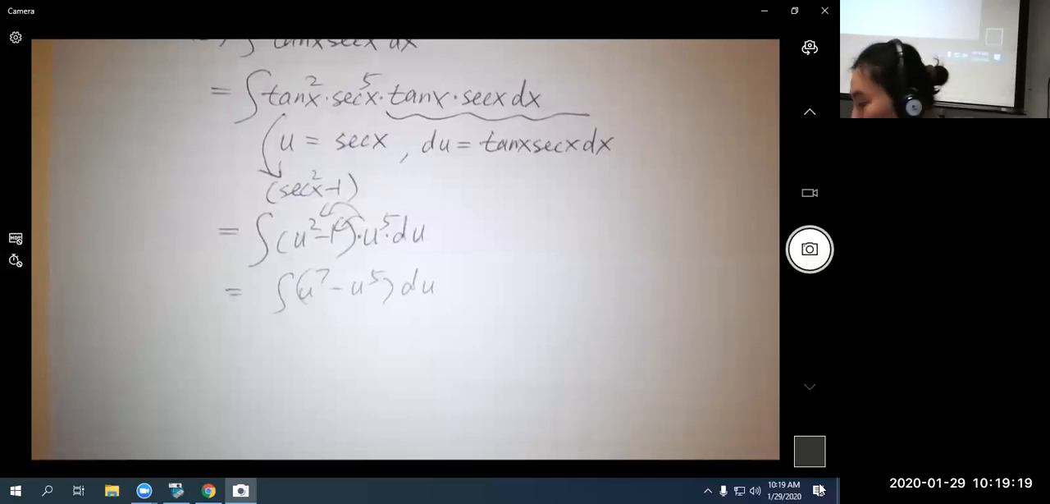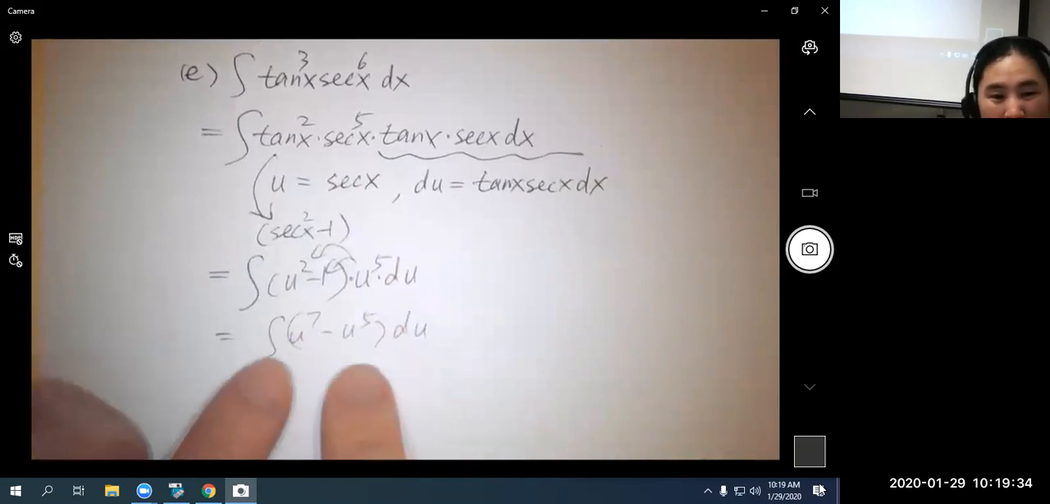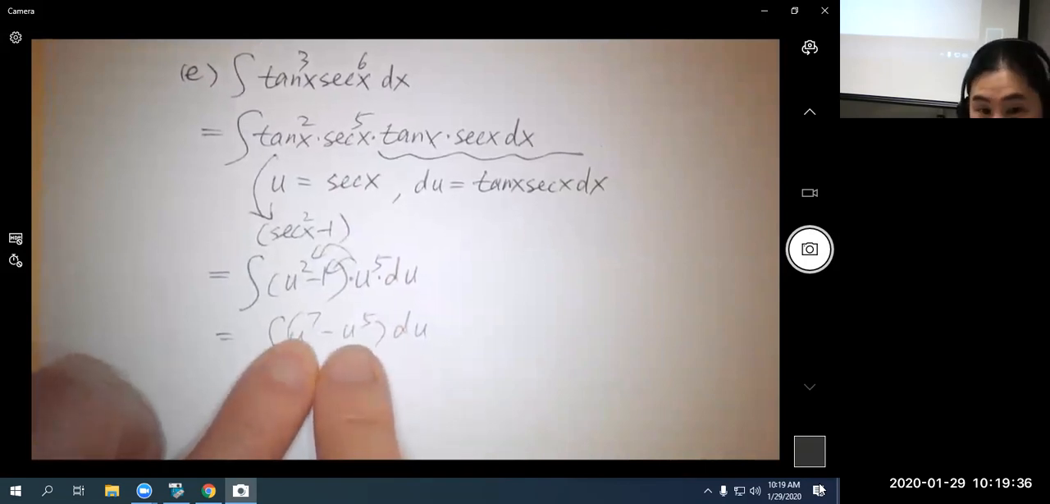Hold on one second. Let me see, what did I do? Tangent of x. Yeah. Oh, I see, because we're using different trig. We're good so far, okay? So this is u to the 7th minus u to the 5th, right?